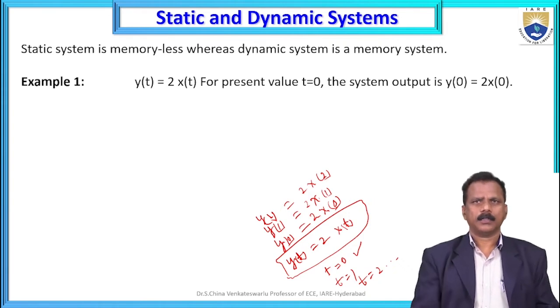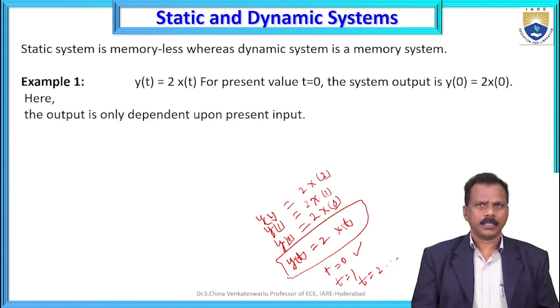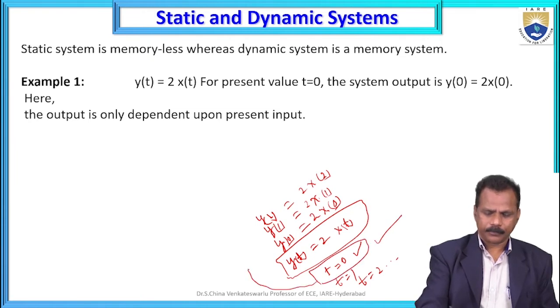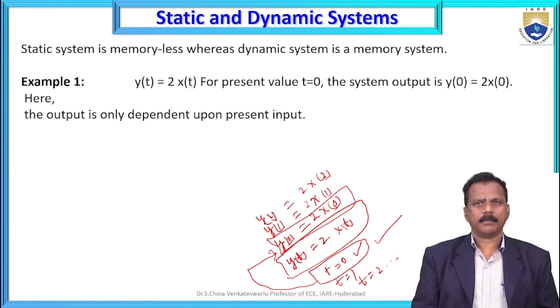So here y(t) = 2x(t). For the present value t = 0, the system output is y(0) = 2x(0). Here the output is only dependent upon the present input. We have to concentrate on the present time, here y(0). The output is only dependent upon the present input.